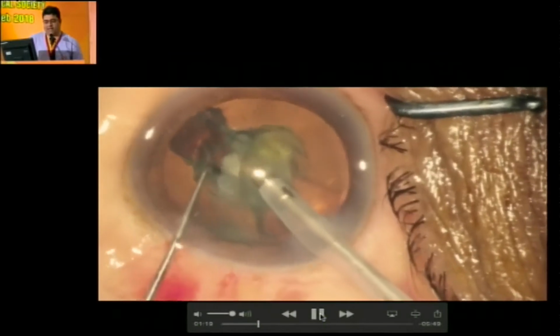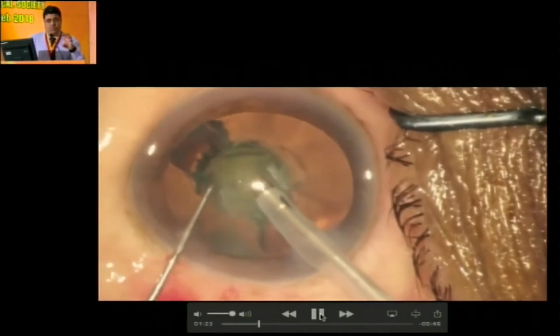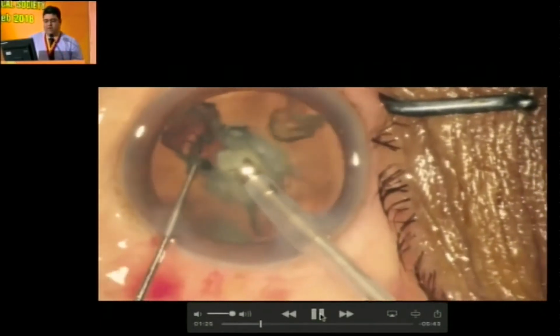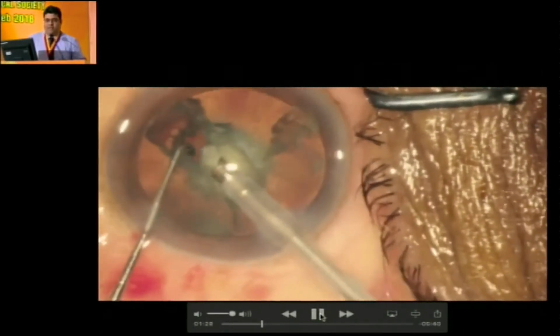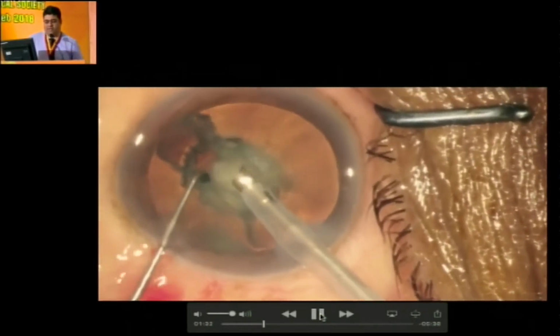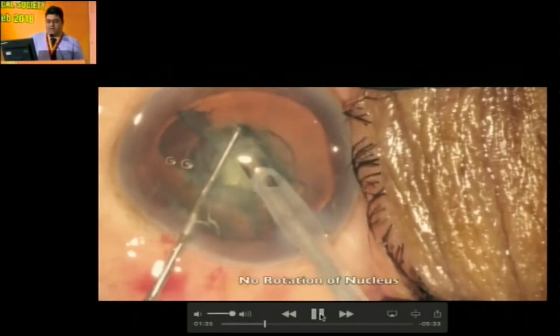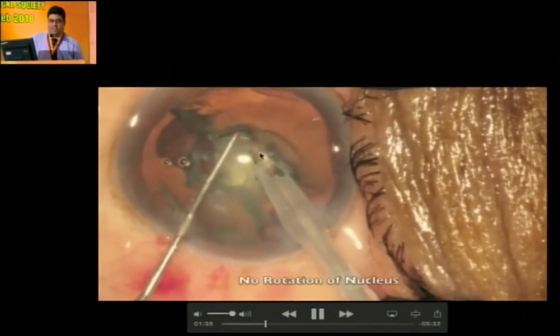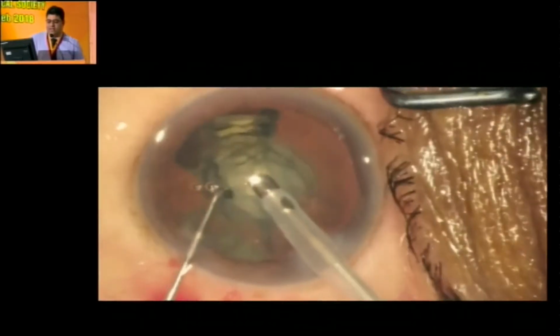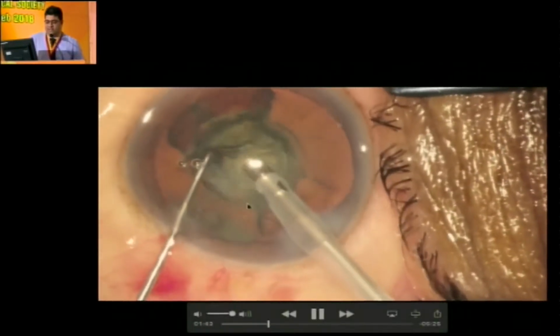Now the whole idea here was not to do any rotation of the nucleus at any stage, or of the cortical matter, so that we can delay the opening of the posterior capsule as much as possible. And now see, I rotate the bevel to the right side and again give a chop here and take out this nucleus piece here.